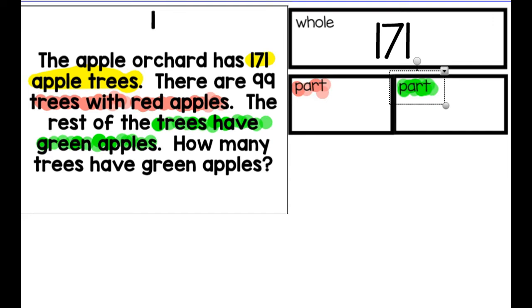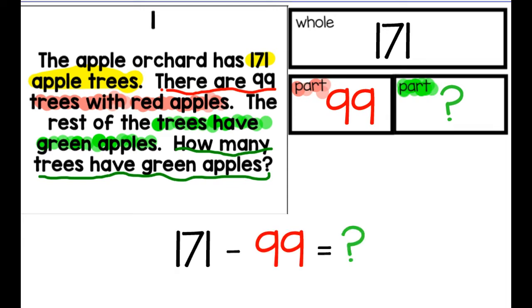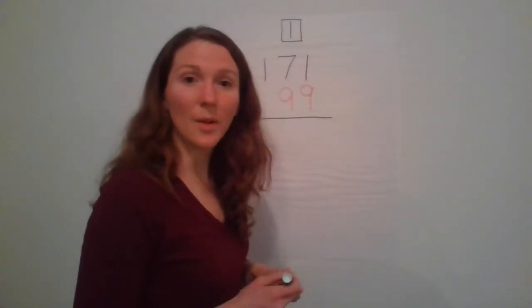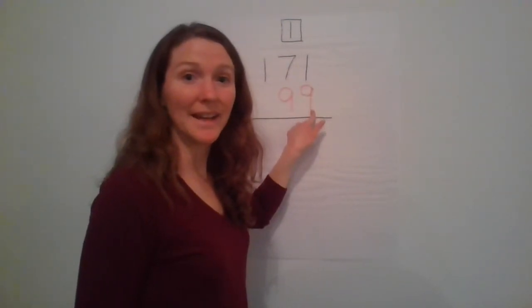Which part do we know and which part do we need to find? We know that there are 99 trees with red apples. The question is asking us to find how many trees have green apples. So the equation is 171 in all minus 99 equals, we always start in the ones column. So what's 1 minus 9?